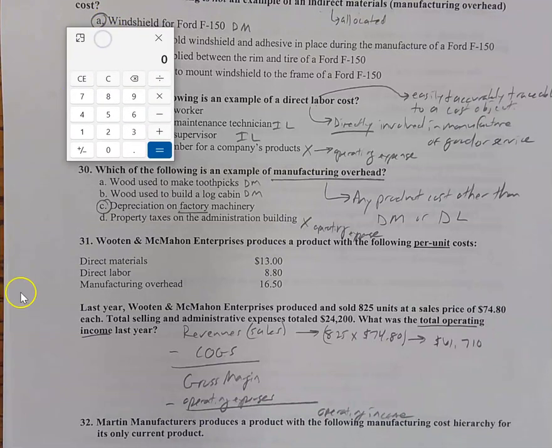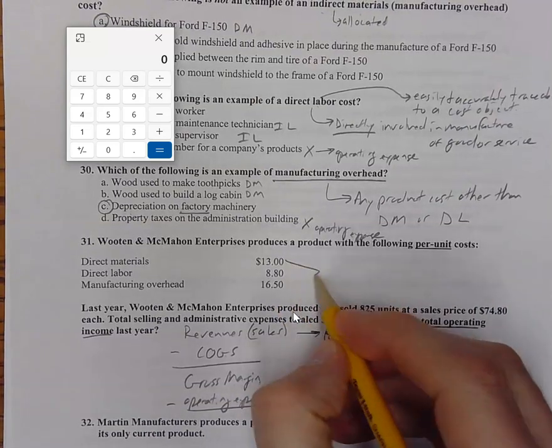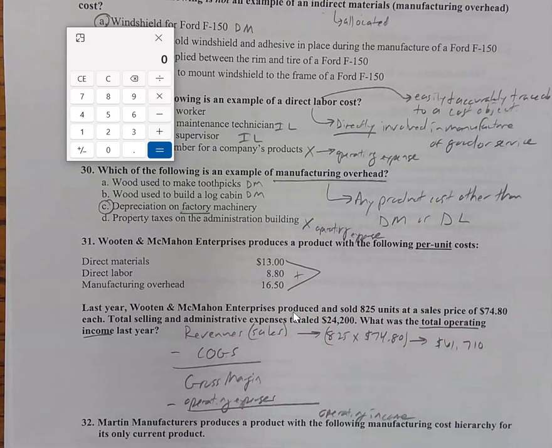Okay, so we're off to a pretty good start. But now the question becomes, what is our cost of goods sold? Well, we've got our components of our product cost here, so all we have to do is simply add these together. So we've got $13 per unit for direct materials plus $8.80 for direct labor, and we've got $16.50 for all manufacturing overhead, because they've already calculated this on a per unit basis for us. That doesn't always happen. So we've got $38.30.